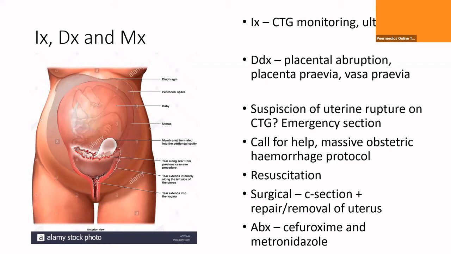You are going to resuscitate, so measures such as protecting the airway, delivering oxygen, putting in a large bore IV cannula, and calling for cross-match blood. Then surgical management will be delivery by C-section, and subsequently you will either repair or remove the uterus, removal being hysterectomy. Because this is a high-risk procedure for secondary infection, consider giving prophylactic antibiotics afterwards. That will be cefuroxime and metronidazole.